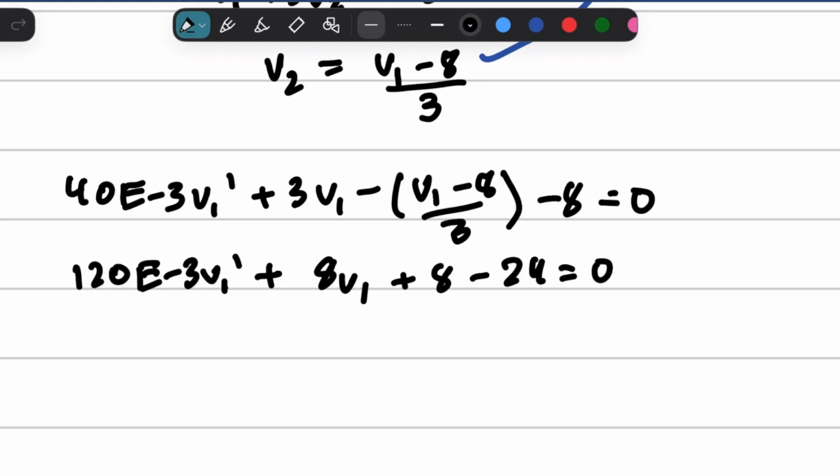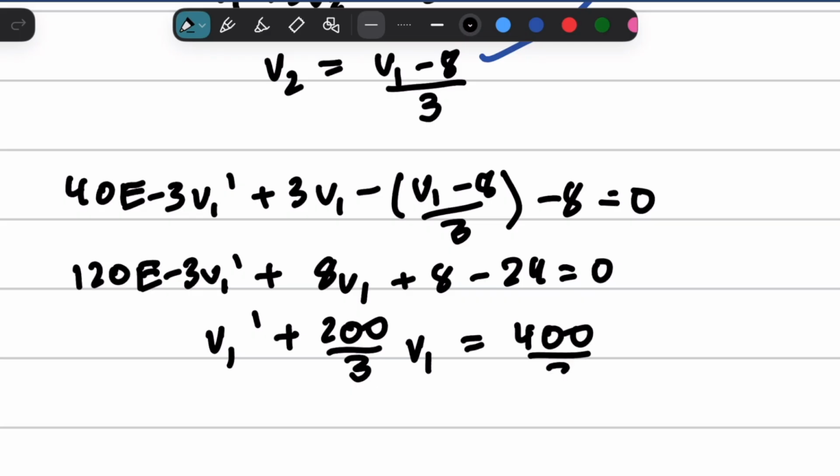Subtract these guys right here and then divide out by 120e negative 3, and our resulting equation is going to be V1 prime plus 200 over 3 V1 is equal to 400 over 3. All right?